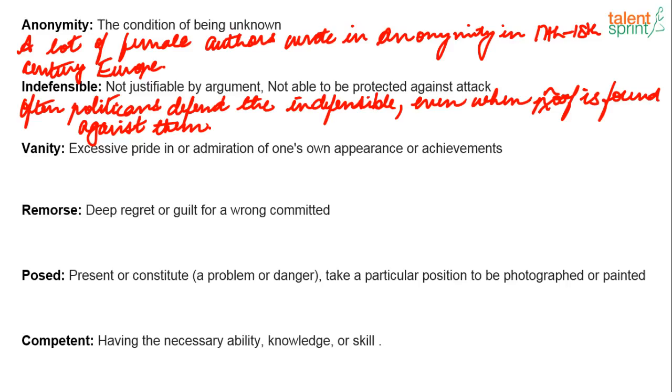Okay, so what did we learn, guys? That indefensible is something that we cannot justify, something that is wrong. So my example here is, often politicians defend the indefensible even when there is proof against them. Now defend means to protect. So what do politicians do? They say that, even when there is proof against you, you cannot justify it.